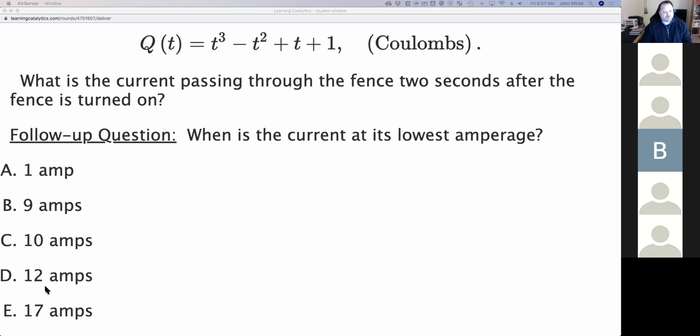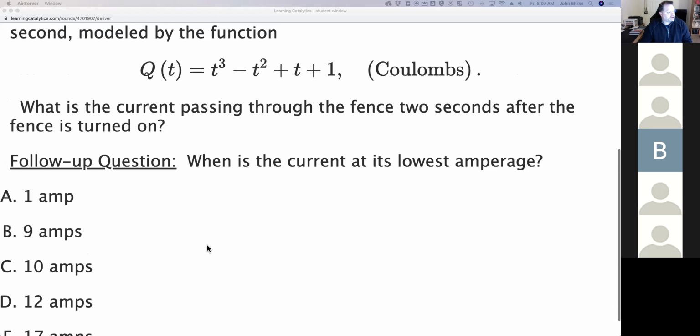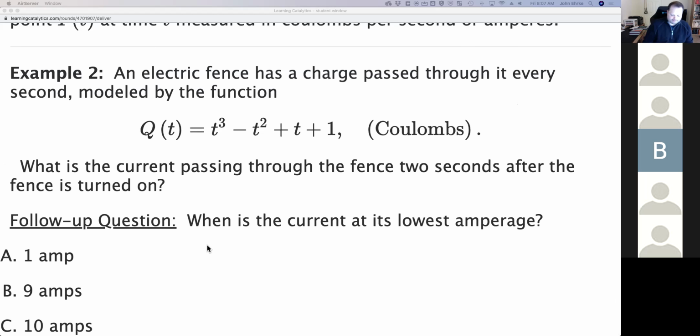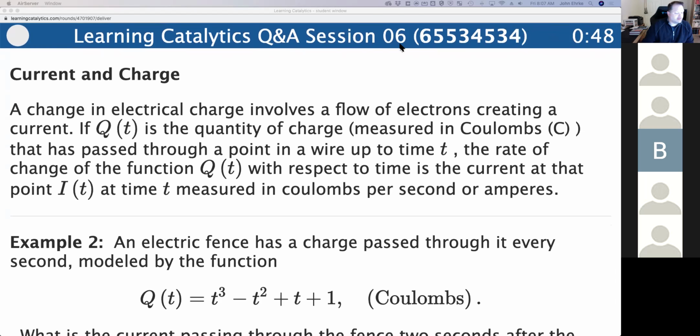So you've got several different amperage choices here. Take a look at it, see if you can correctly calculate it. And if you need the Learning Catalytics session ID, it's up there at the top.